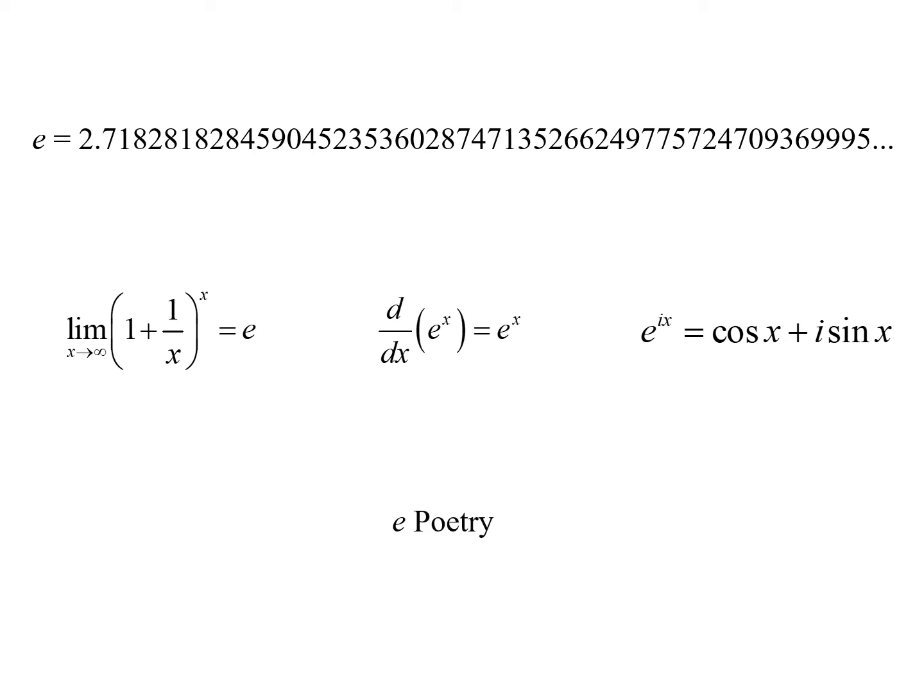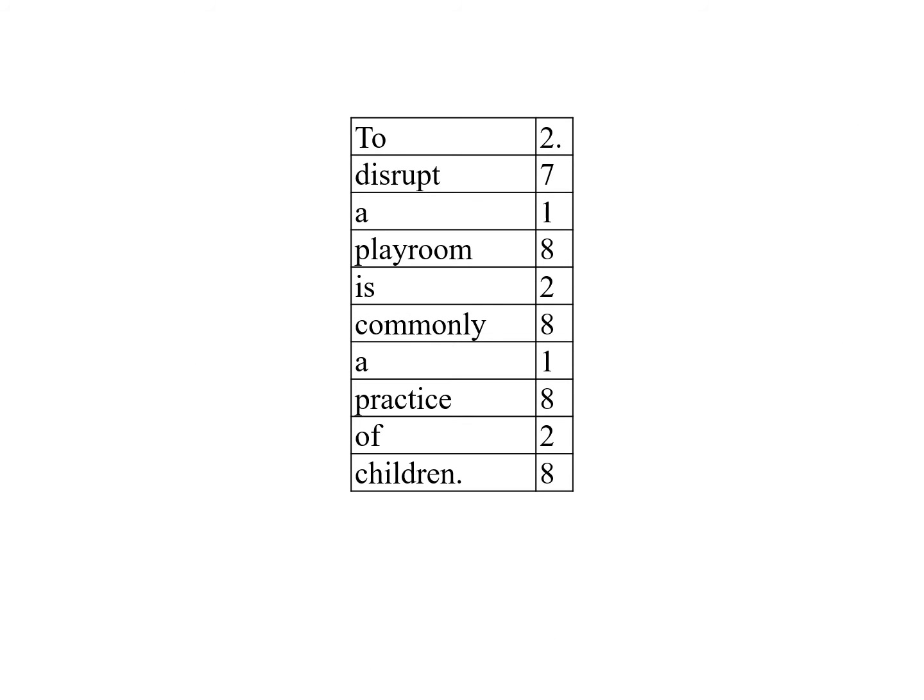Today what I'm going to do is E poetry, or eatry. So let's go to our first E poem. It's this one right here. To disrupt a playroom is commonly a practice of children. Okay, so it doesn't sound very poetic, doesn't look like it rhymes, but it's still E poetry because this right here helps us memorize 10 digits of E, the first 10 digits.